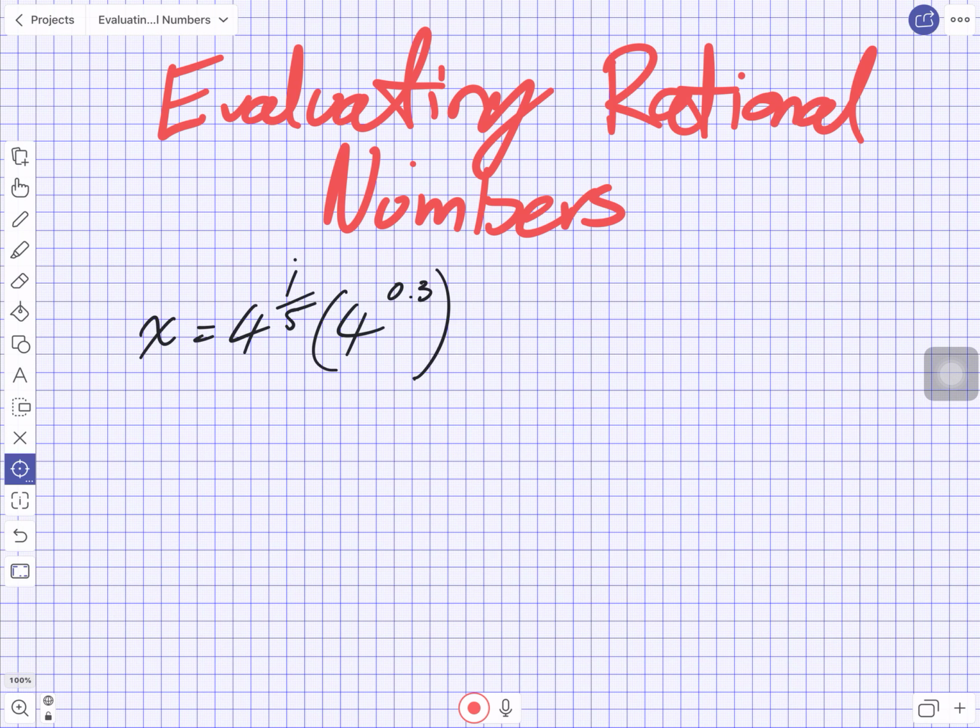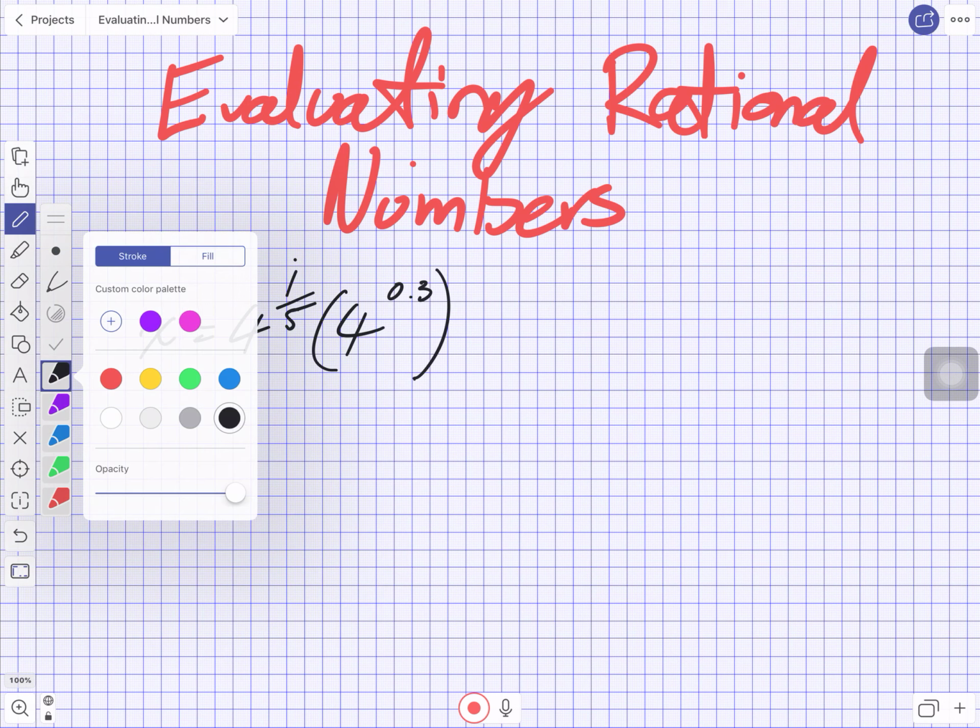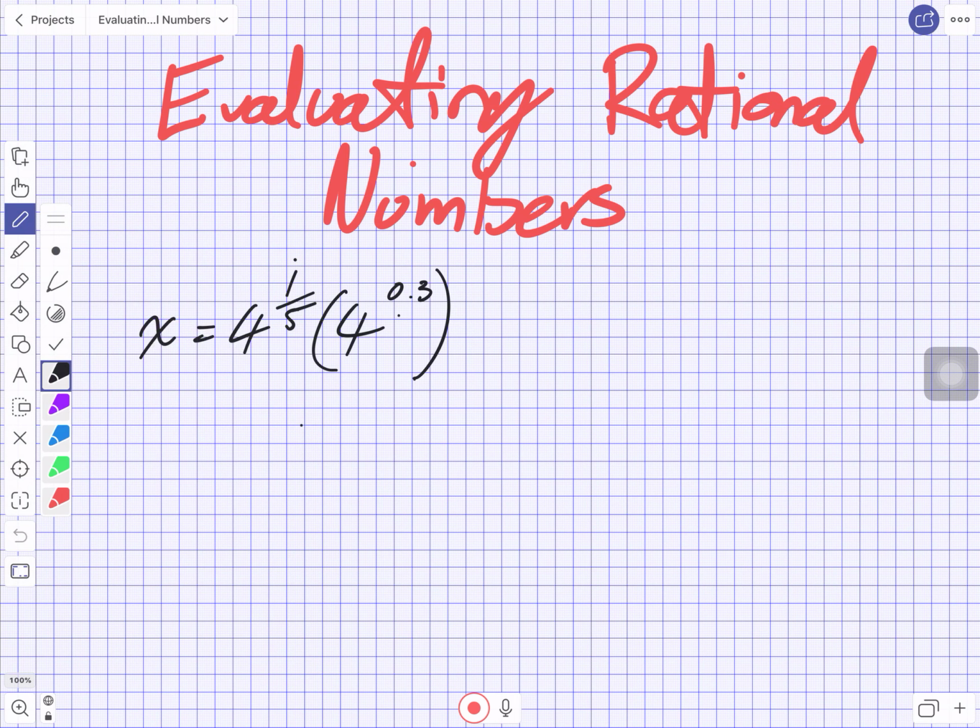You would punch it into a calculator, and essentially what it's doing is finding a root and an exponent all at once. So I'll try to explain what I mean. Anyways, let's do this one here.